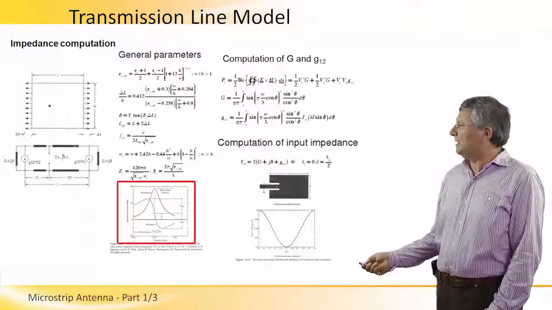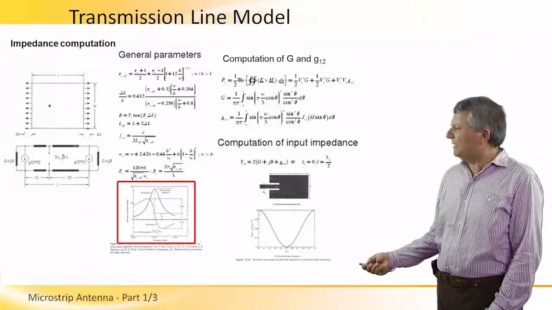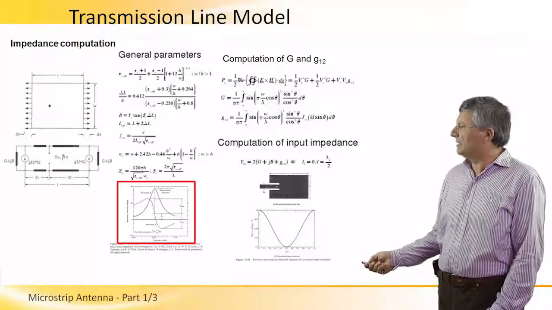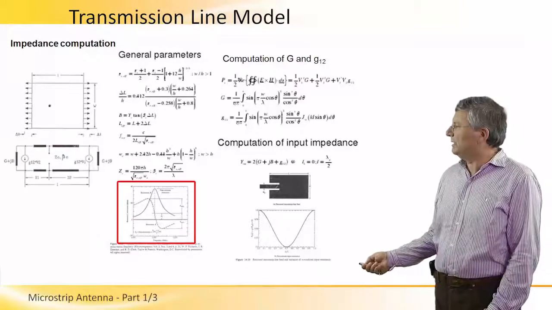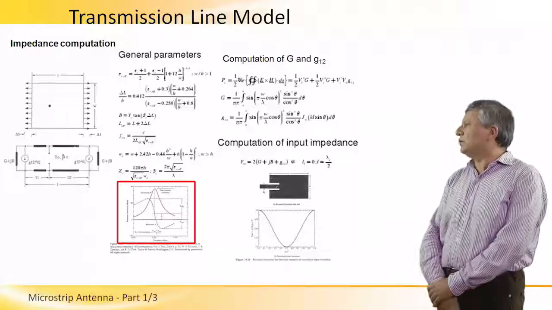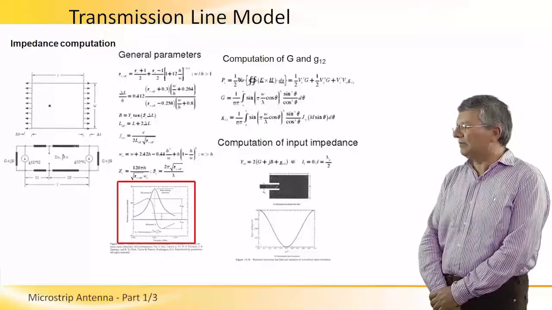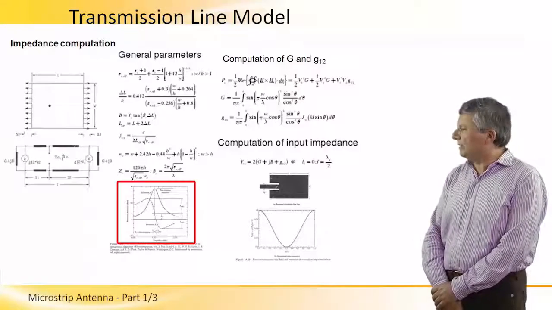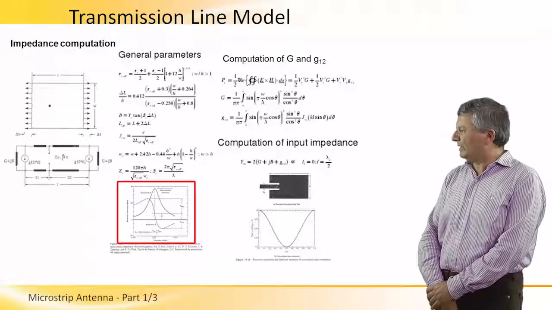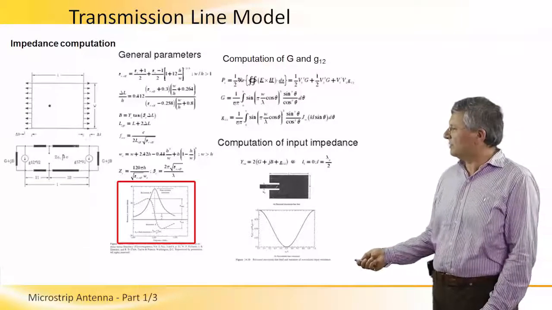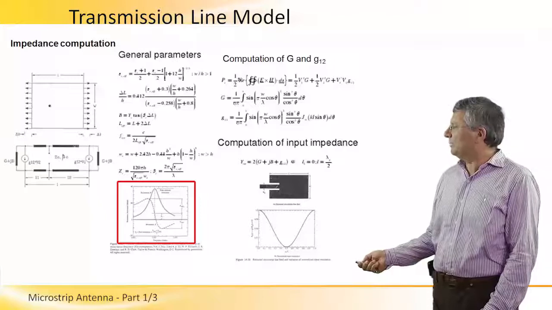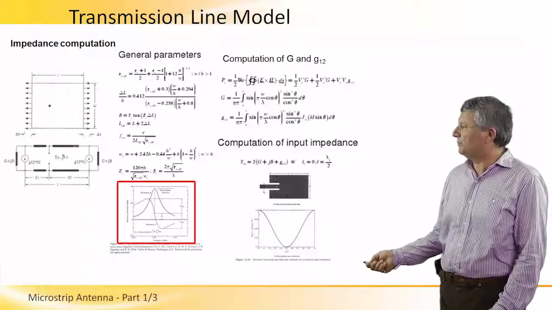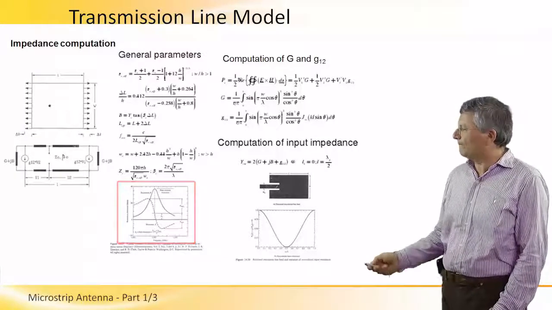Here we see a plot of the input resistance and the input reactance of the microstrip antenna. What is interesting to note here is that the reactance goes from positive to negative, which is typical of a resonant device, such that for lower frequencies we obtain inductive performance, and for higher frequencies we obtain capacitive performance.